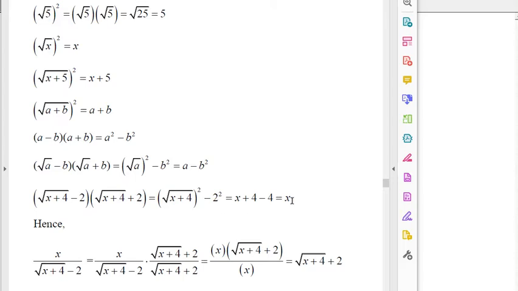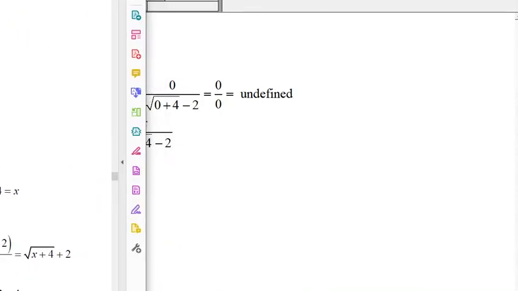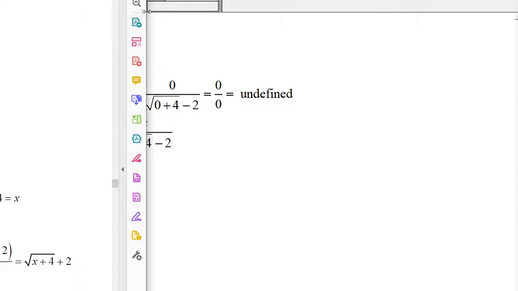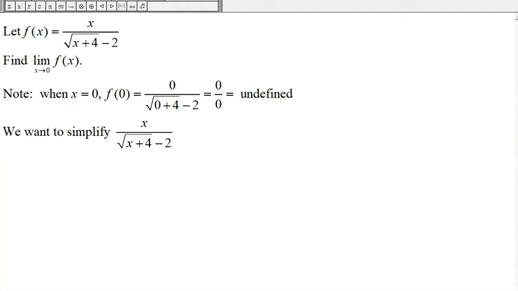And it comes out to be x. And so the bottom is x, and so we have x right here. So this x and this x were canceled out. And so what's left is the square root of x plus 4 plus 2. And so this expression right here is the same as the square root of x plus 4 plus 2. So this becomes the square root of x plus 4 plus 2.